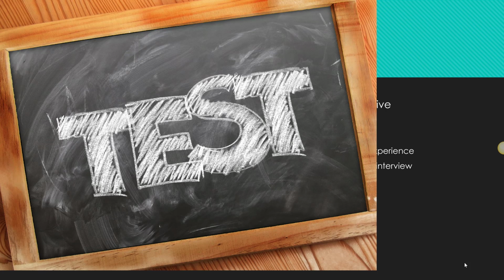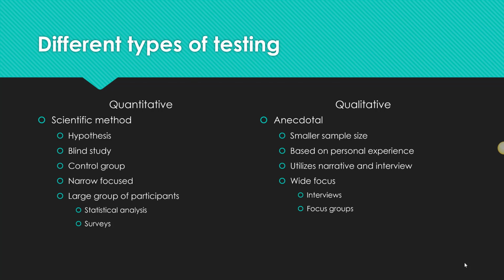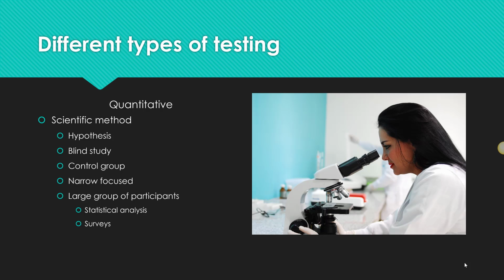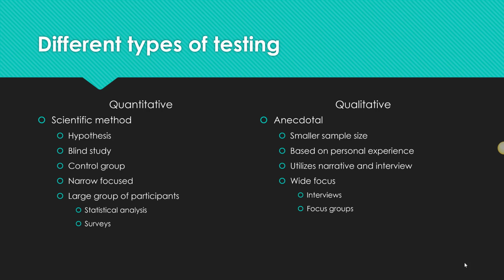We are also going to have different types of testing in this class. In the beginning, we're going to look at qualitative testing versus quantitative testing. Why? It makes the research sample smaller. Quantitative tests are things of the scientific method, right? You build a hypothesis, you build a study, you create a control group, you have hundreds and hundreds of participants. It's a very narrow focused study, so you're checking to see if people prefer button A versus button B. And you look at it through statistical analysis, and a lot of times this is done through surveys.